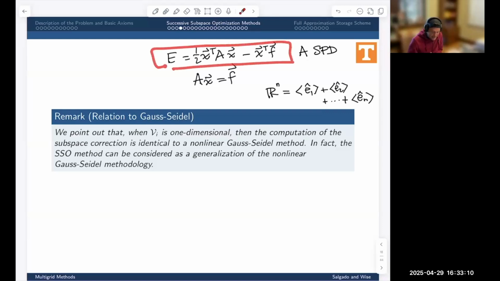Now, what happens if this energy is not quadratic? This is a quadratic energy, a positive quadratic energy, built upon this assumption that A is SPD. If it's non-quadratic, then it can't be written in this simple form, but it may still be an energy which has nice properties. For example, it could be non-quadratic, but it can still be strongly convex. For example, here's an energy which is not quadratic.